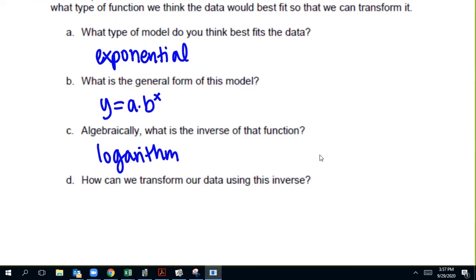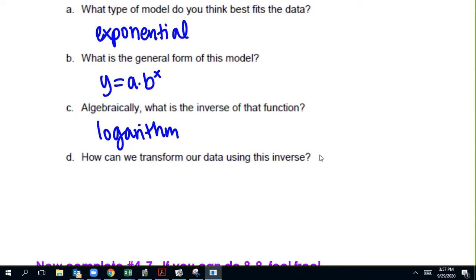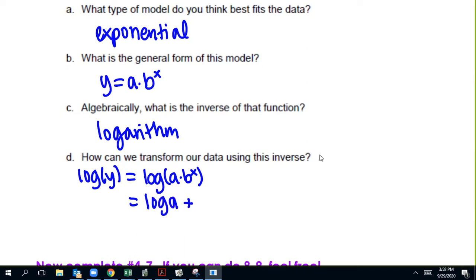And so how can we transform our data? What I want to show you guys is some algebra behind the whole process. What we'll do is take the log of both sides. So that would be log of y equals log of a times b to the x. Then we can use some log rules that we learned back in the day to split up this product and then bring the exponent to the front. And so what we end up with is log of y equals log of a plus x log b.